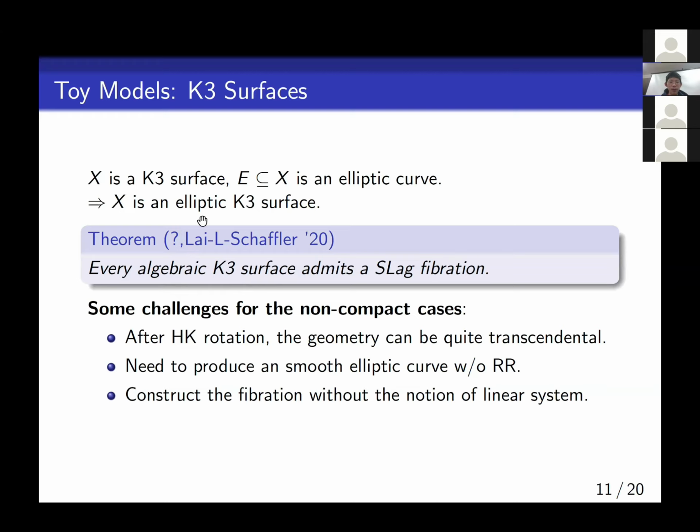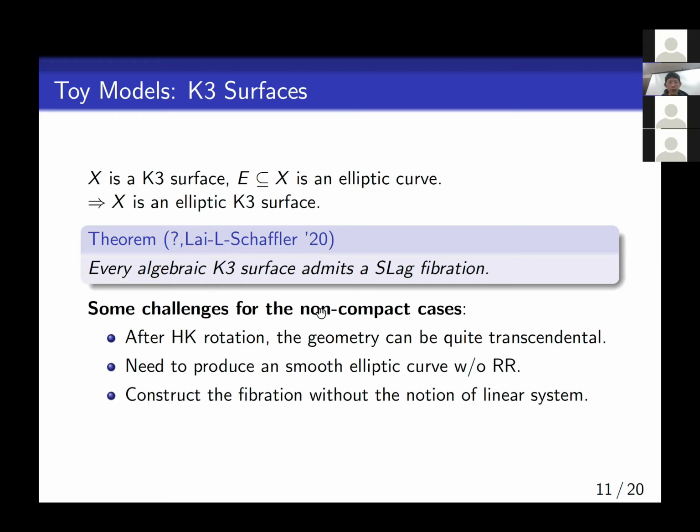And moreover, to argue that the K3 surface has an elliptic curve, all one has to do is check that there exists an isotropic class which falls inside the Picard group, and then the Riemann-Roch theorem will help you to smooth the curve. That makes the case of K3 surfaces very simple.